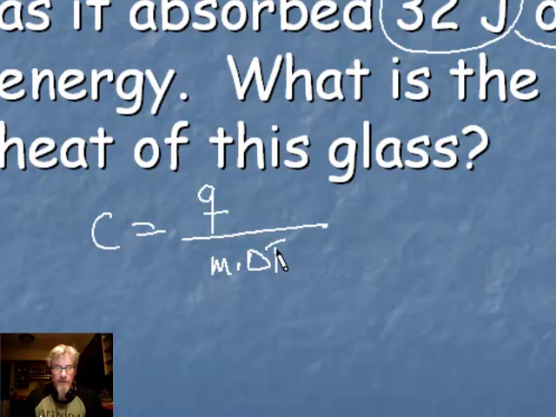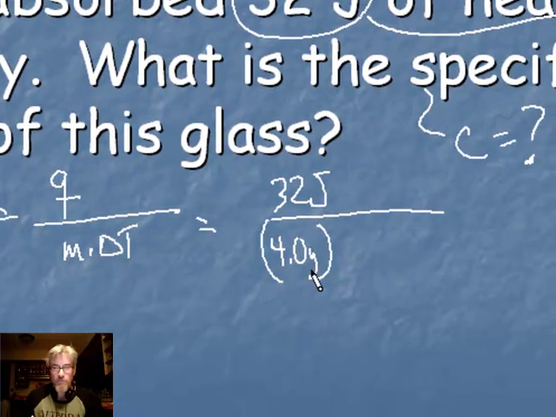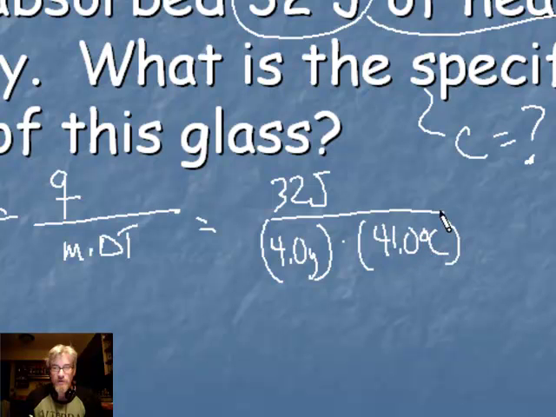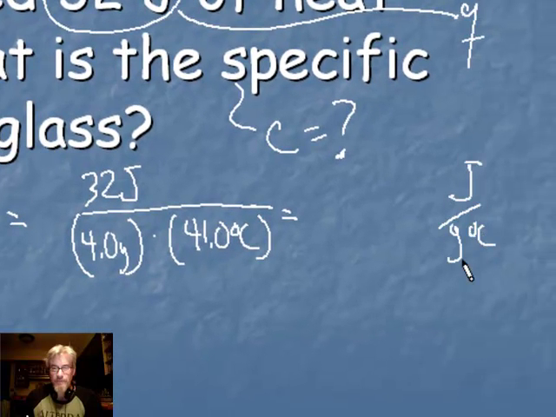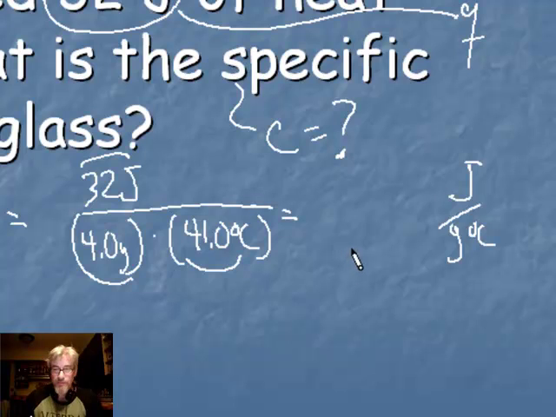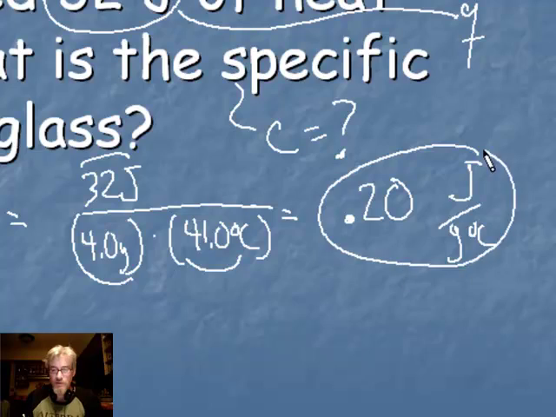So Q is 32 joules. I'm just plugging in numbers now. Divided by the mass, which was 4.0 grams. And that's times the change in temperature, which was 41.0 degrees C. If I analyze my units, nothing cancels, so I have joules divided by grams per degree C. I have 2 significant figures in this number, 2 in this number, and 3 in this number. So that means I have to round my answer to 2 significant figures. Well, when I do that properly, I end up with 0.20 joules per gram per degree C.